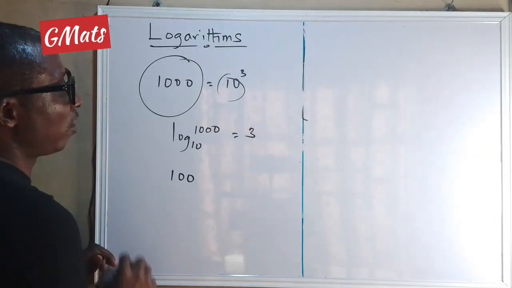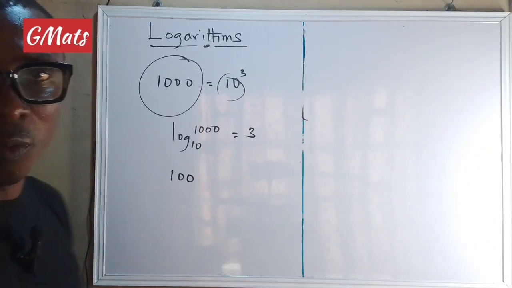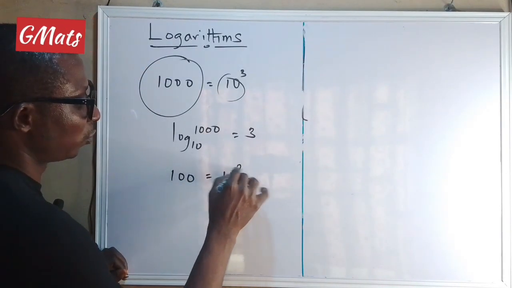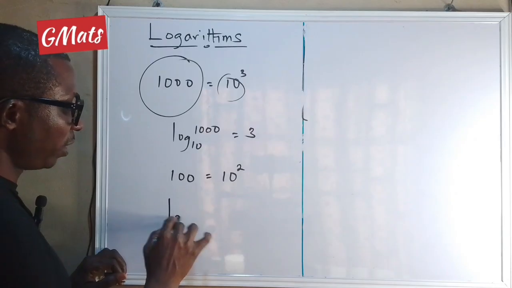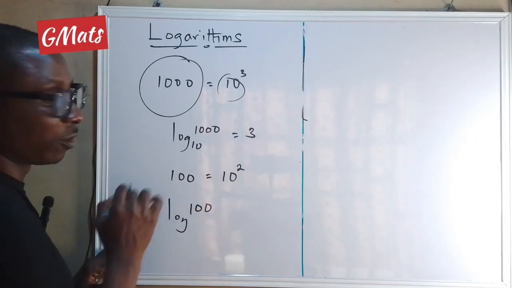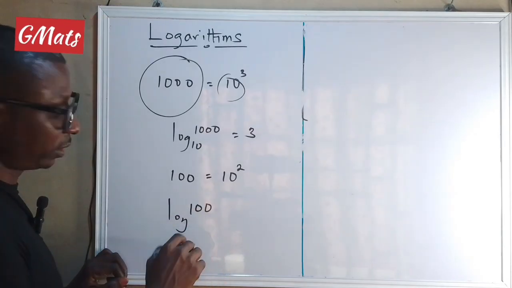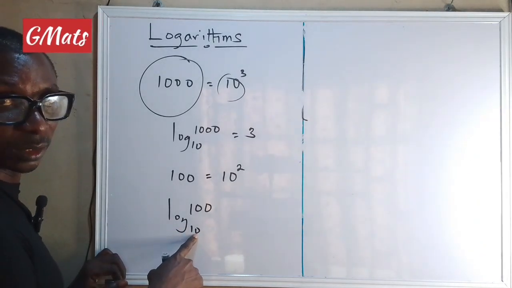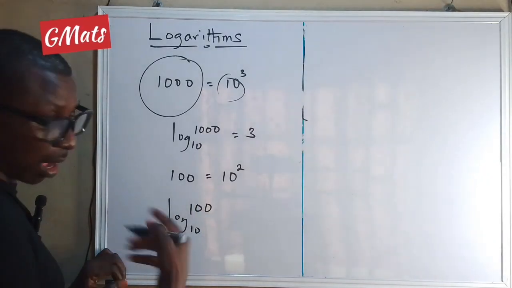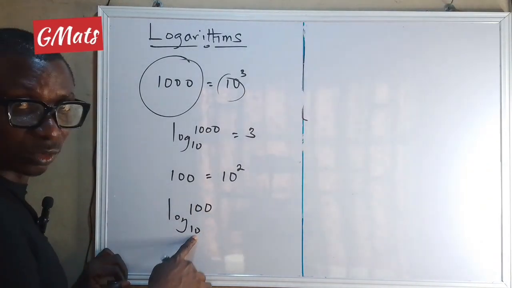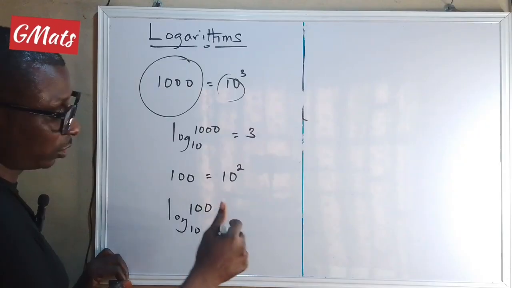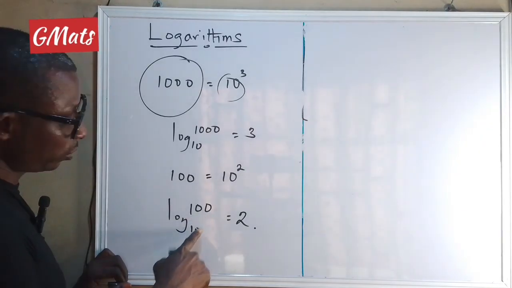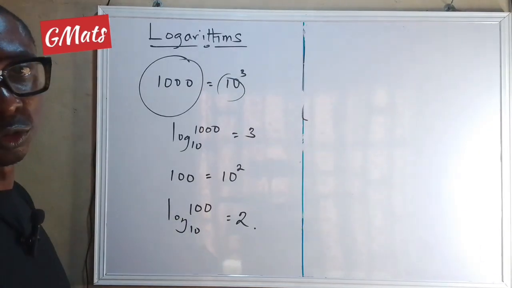So let's look at another number. If you have 100, what's going to be the logarithm of 100? So 100 is the same thing as 10 raised to the power of 2. So logarithm of 100 to base 10 is the power to which this 10 must be raised to give 100. So I will ask myself, what must 10 be raised to give 100? So 10 must be raised to 2. So that is the answer. So logarithm of 100 to base 10 is 2.